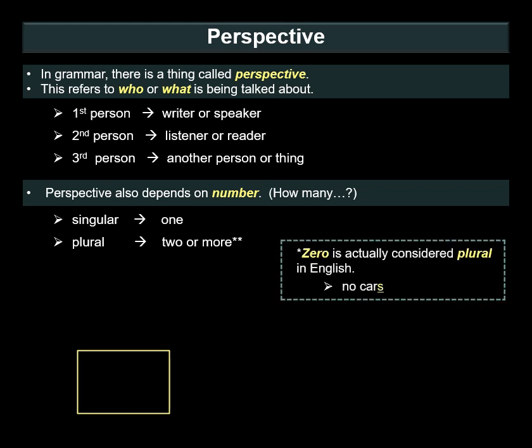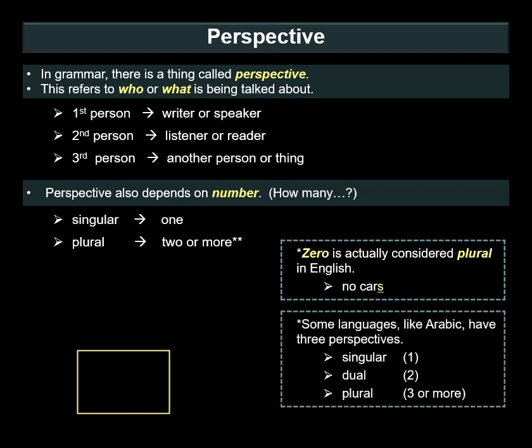Now, an interesting thing in English is that we have this thing I call zero nouns. That's when you add no in front of a noun. For countable nouns, zero nouns are actually plural, so no cars. Also, interesting fact, some languages like Arabic actually have three perspectives, singular, dual, meaning two, and plural, three or more.